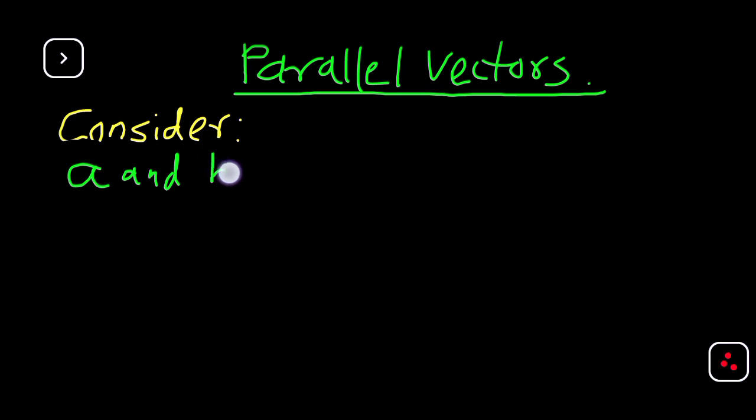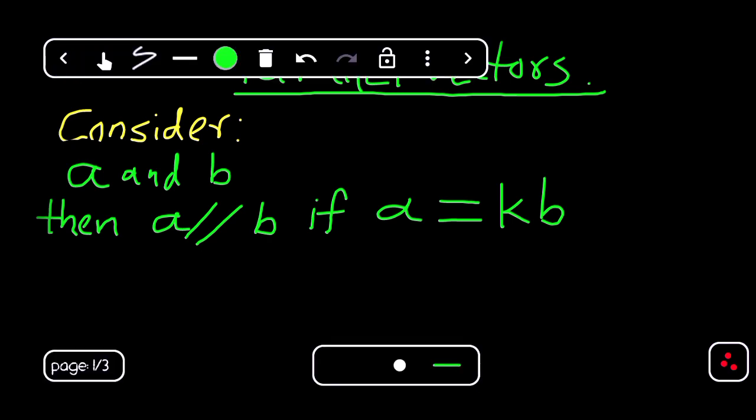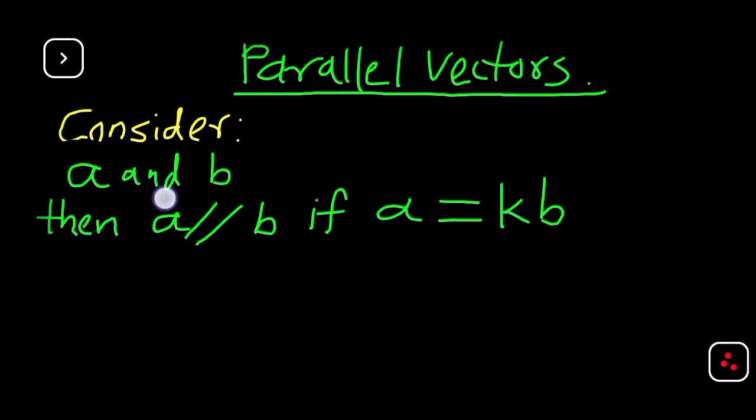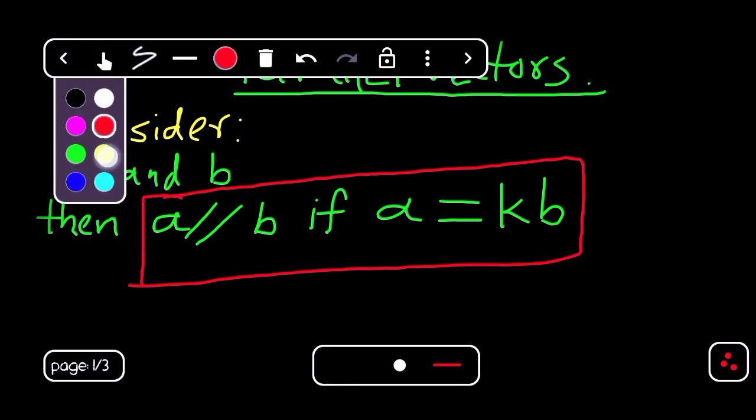and vector B. If we have two vectors A and B, then vector A is parallel to vector B if vector A is a scalar multiple of vector B, or vector B is a scalar multiple of vector A. So this word brings out the real fact about parallel vectors.